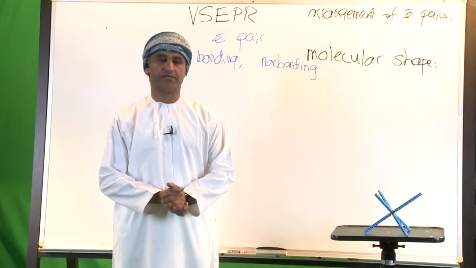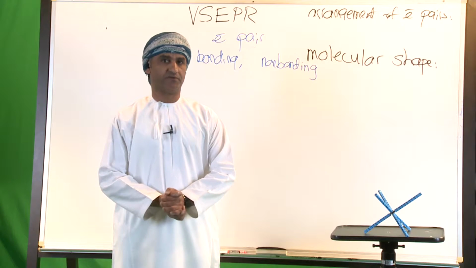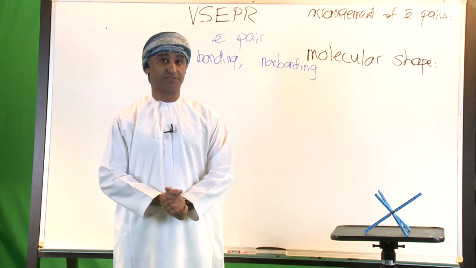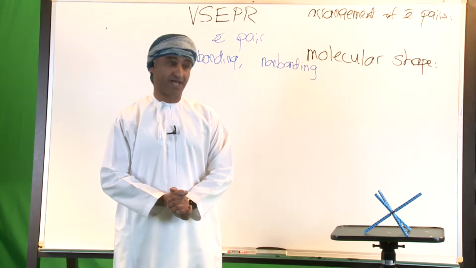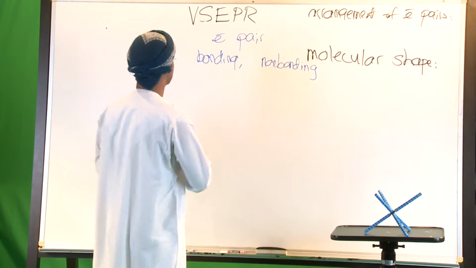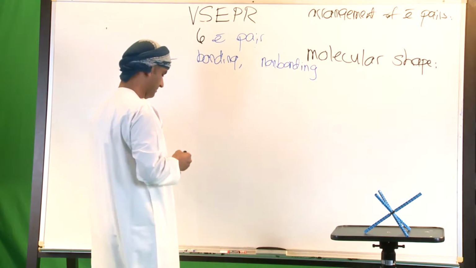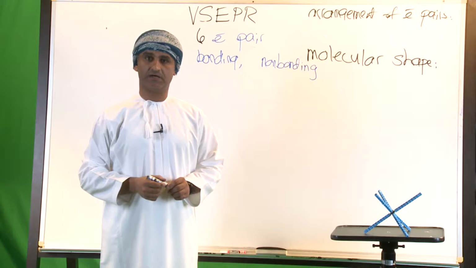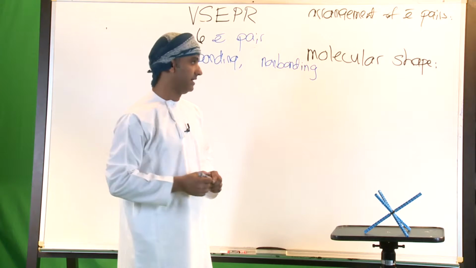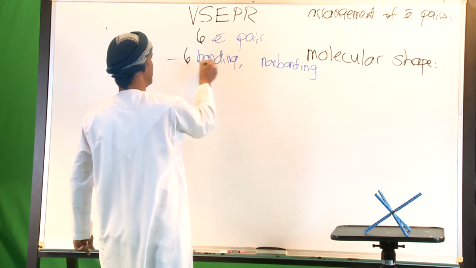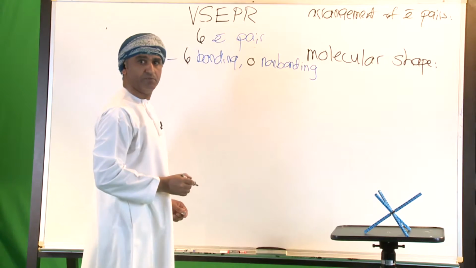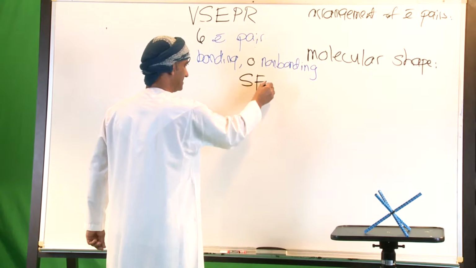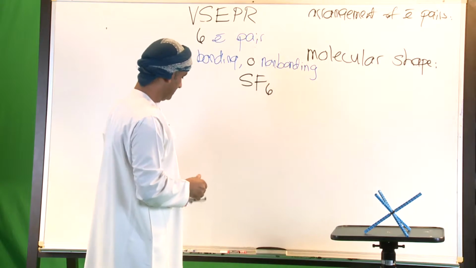The last electron pair case in our discussion of the VSEPR model and prediction of molecular shapes based on Lewis structures is a 6-electron pair case. We begin when all of these electron pairs are bonding and none of them is non-bonding: 6 bonding, 0 non-bonding. We take SF6 as a typical example in this category.